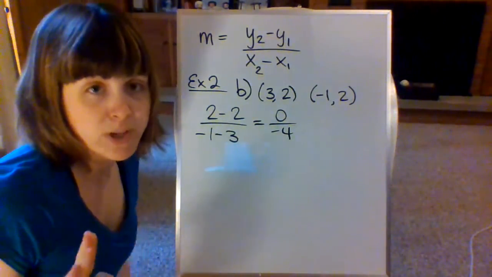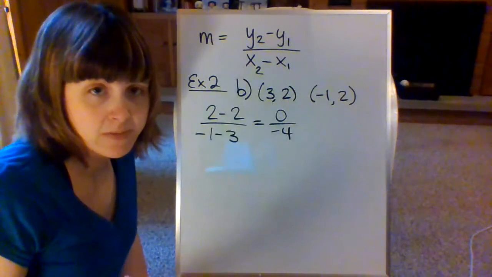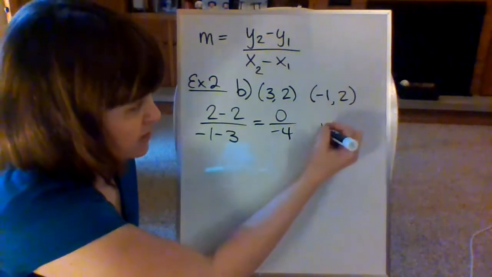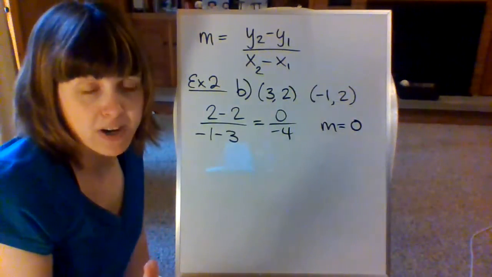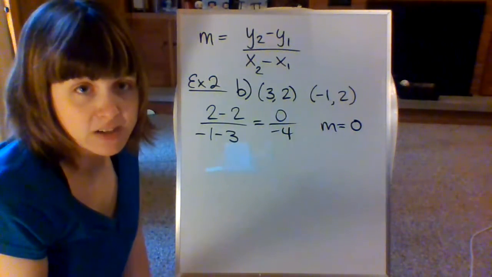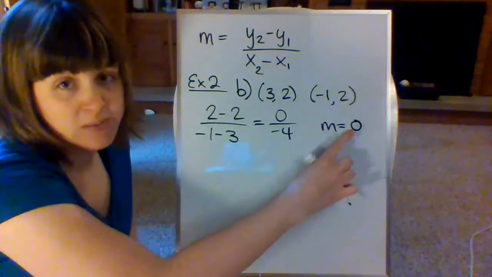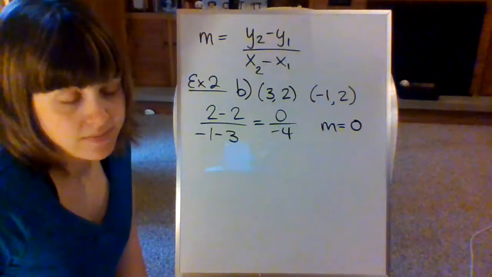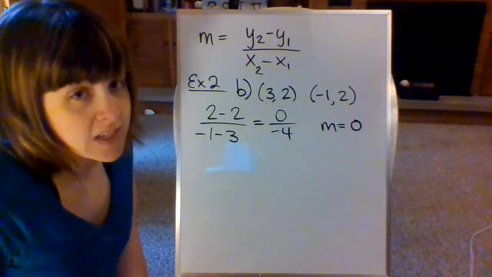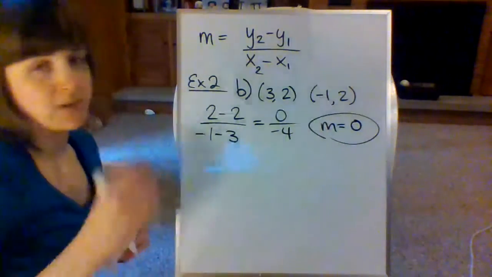Now, this is important. When 0 is on the top of the fraction, the slope is 0. So the slope is 0. If 0 were on the bottom of the fraction, the slope would be undefined. So 0 on the top, it's 0. If 0 had been on the bottom where this -4 is, it would be undefined, which we're going to see in the next example. Okay, so that's the answer to that one.